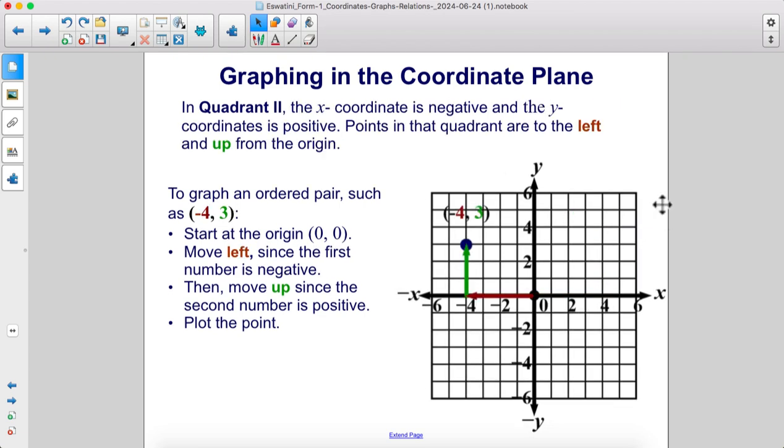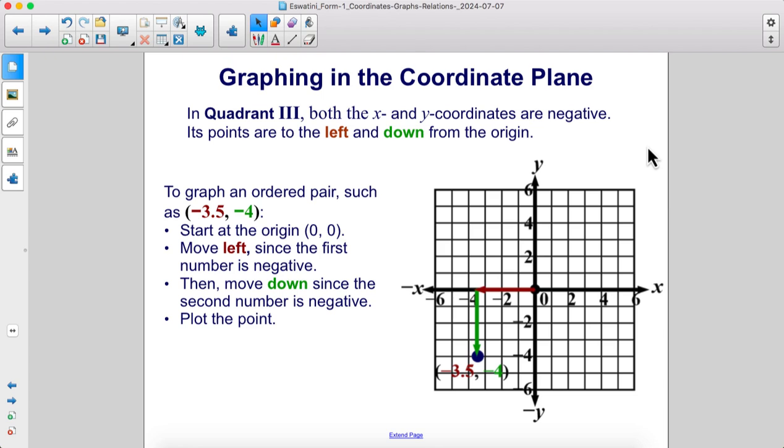In quadrant 2, the x-coordinate is negative and the y-coordinate is positive. Points in that quadrant are to the left and up from the origin. To graph an ordered pair, such as -4, 3, start at the origin, move to the left 4 spots, then move up 3 spots, and plot that point.